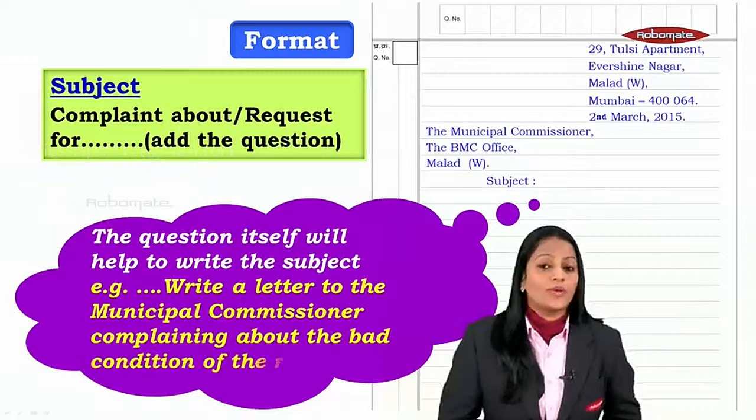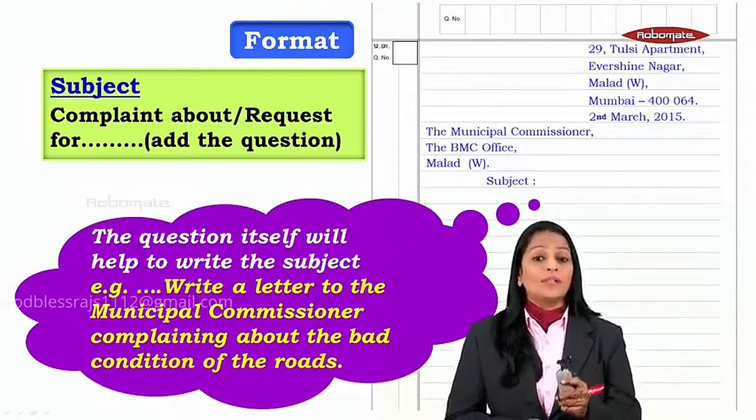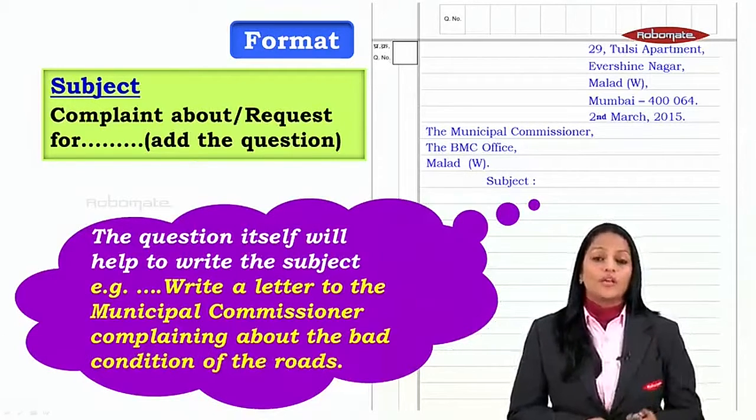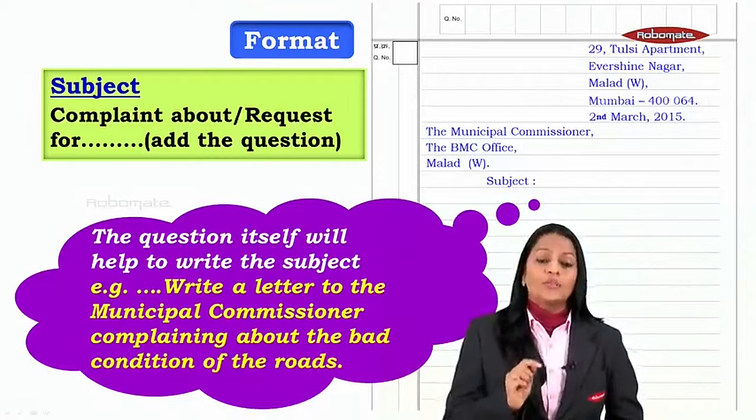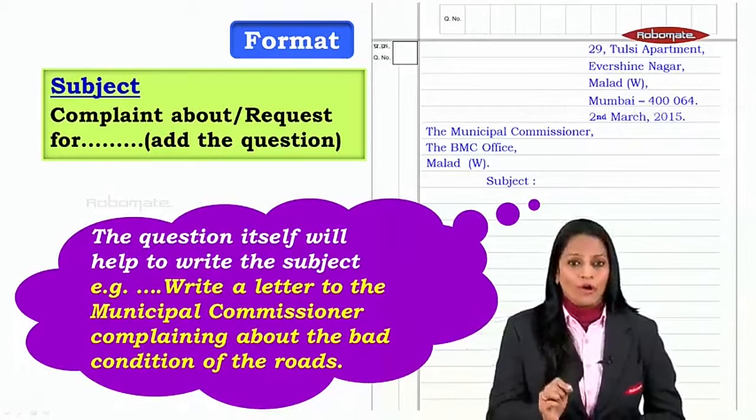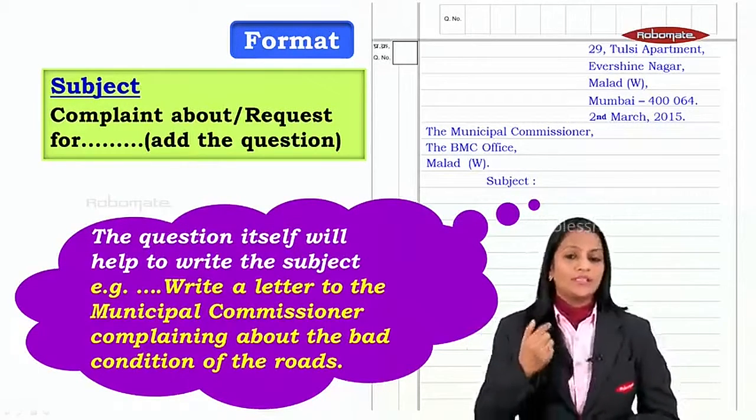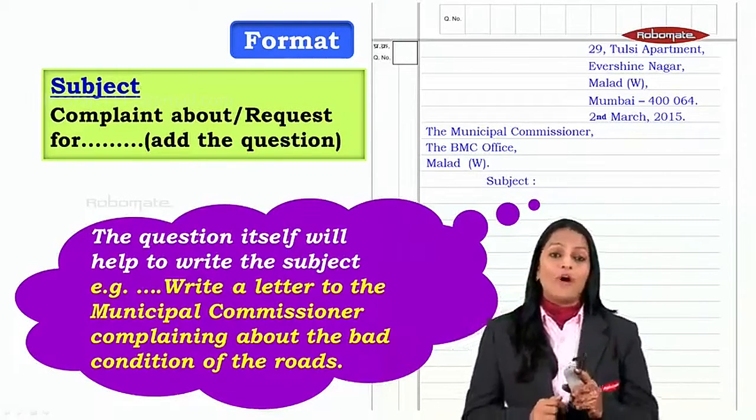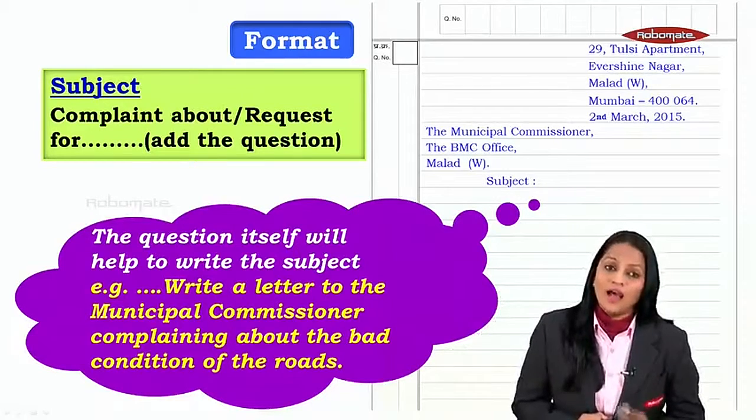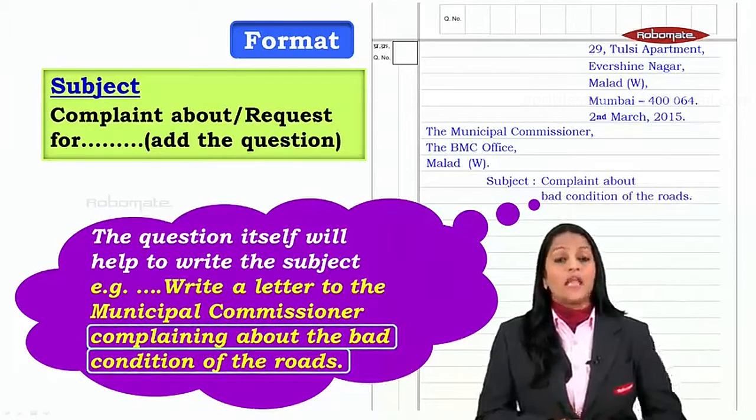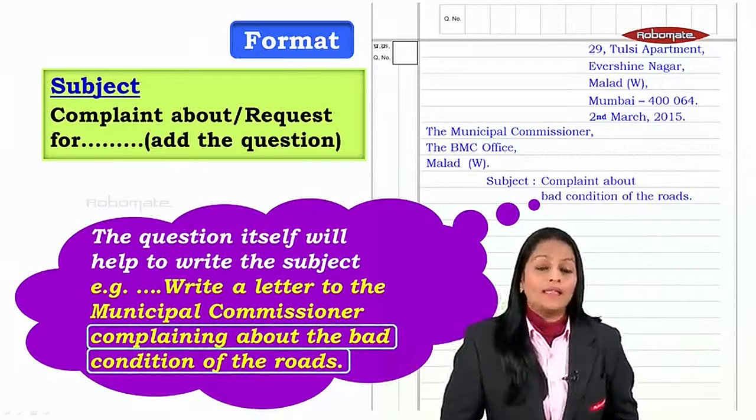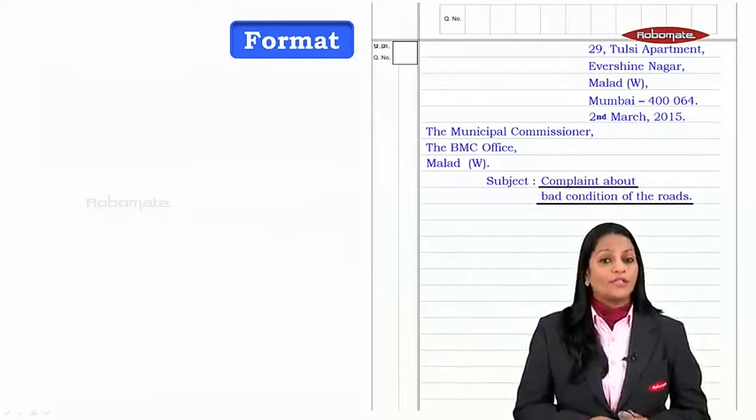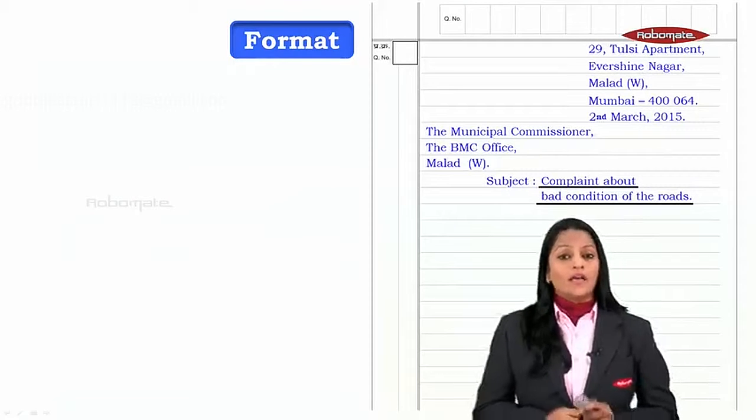For example, what is your question here? Write a letter to the municipal commissioner complaining about the bad condition of the roads. So here it is a complaint letter. Students, remember, write the noun form. Don't say complaining. You can see there in the green box that it is complaint, that is the noun form, or request, which is again the noun form. So here you will write complaint about bad condition of the roads, and very important, you have to underline the subject.